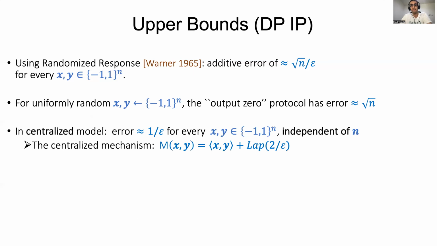Yet, note that in the centralized model, where a server holds both x and y, it can achieve an error of only 1 over epsilon for every database x, y and not just random ones by simply computing the inner product and adding Laplace noise. Namely, there is a large gap between the two-party and the centralized model with respect to the inner product functionality. This leads to the following natural question: is there a more accurate two-party DP-IP protocol? It turns out that the answer is no.